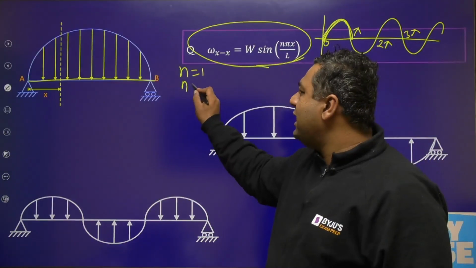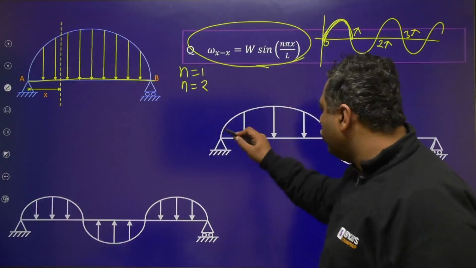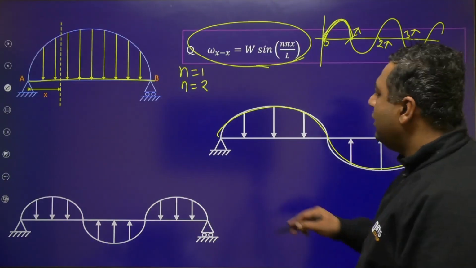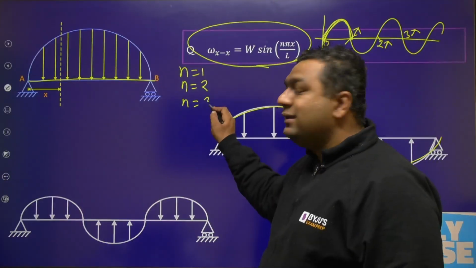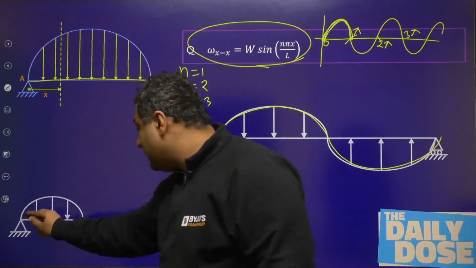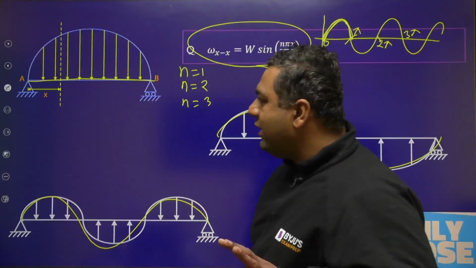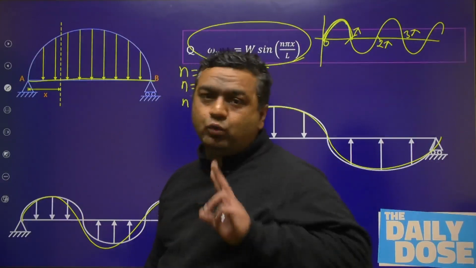When n equals 2, then the 2π part would be utilized like this. So 0 to π to 2π. When n equals 3, then up to 3π would be utilized, like π, 2π and 3π. So when you are going to find the support reaction, there are two things.